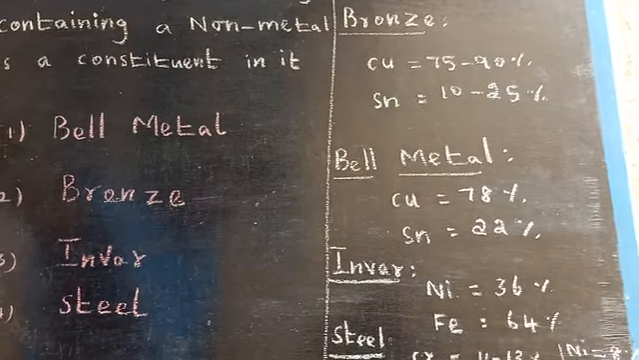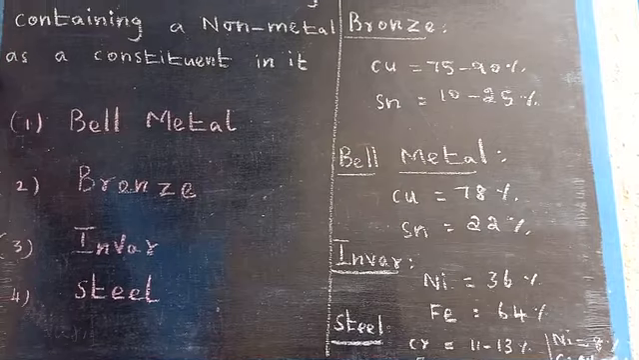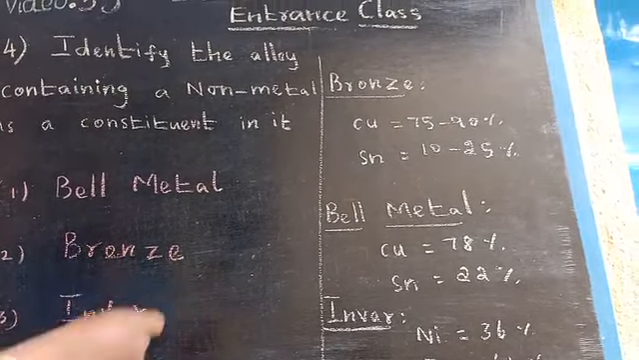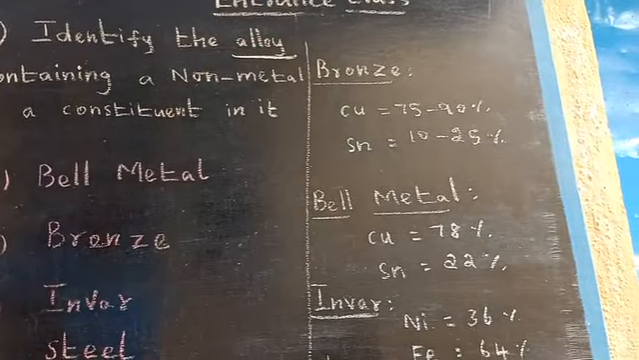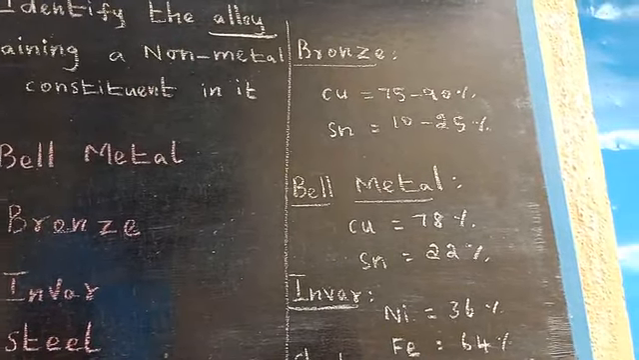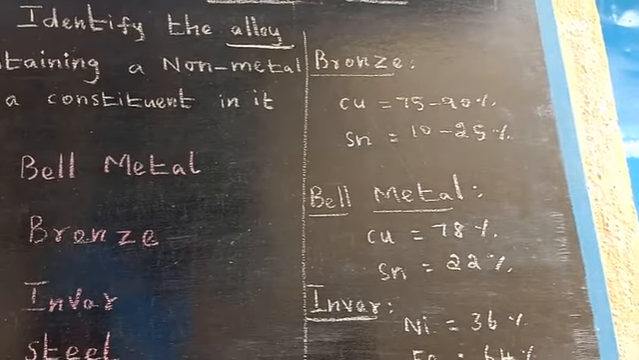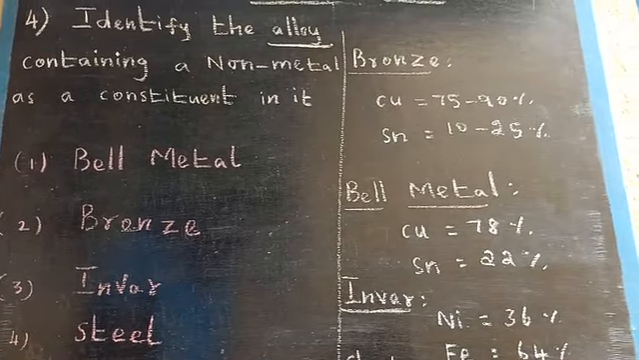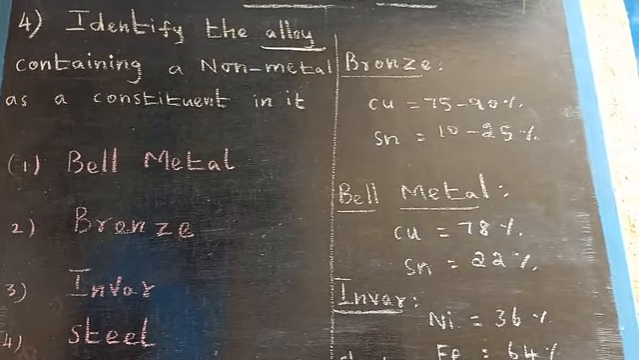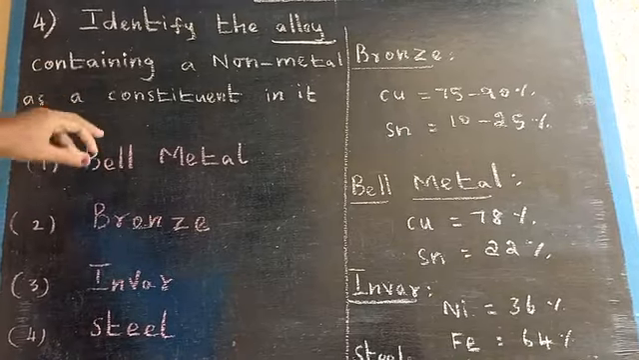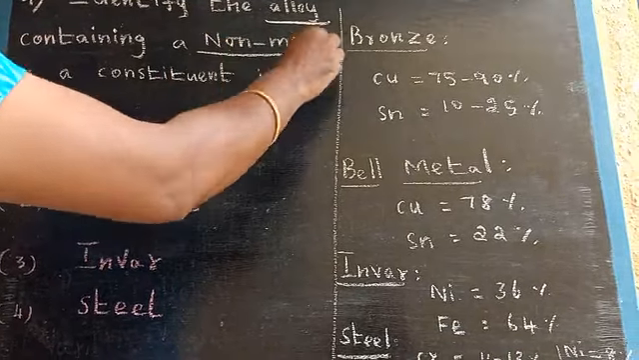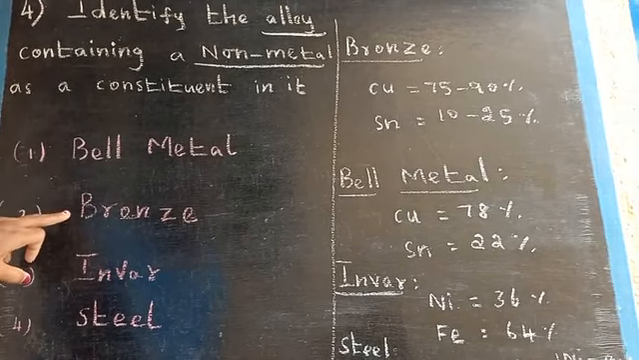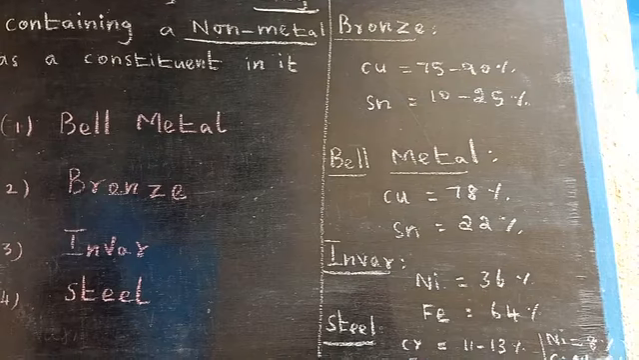Question: identify the alloy containing a non-metal as a constituent. Alloy, you know the definition. It contains more than one metal, and sometimes a non-metal as well. Some alloys contain a non-metal, some contain only metals. Here the question asks for an alloy containing a non-metal. The options given are bell metal, bronze, invar and steel.